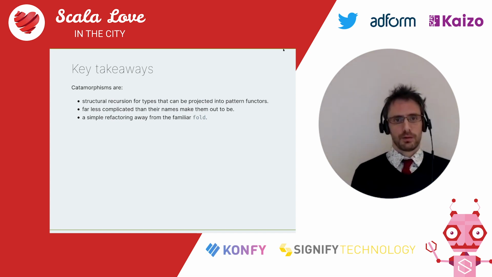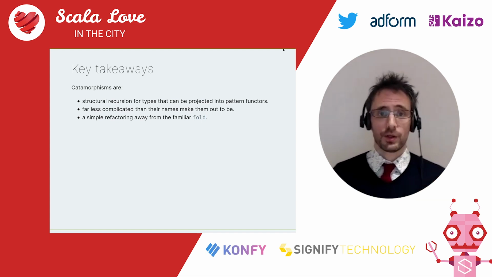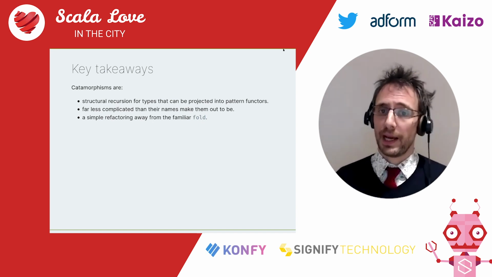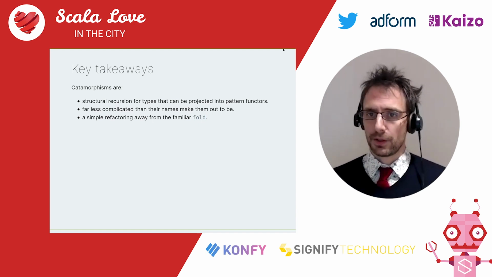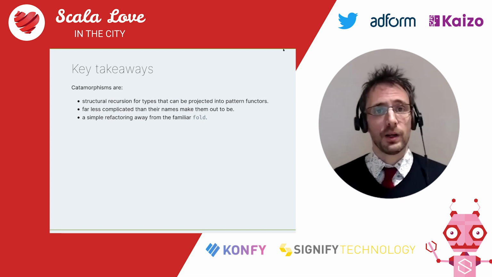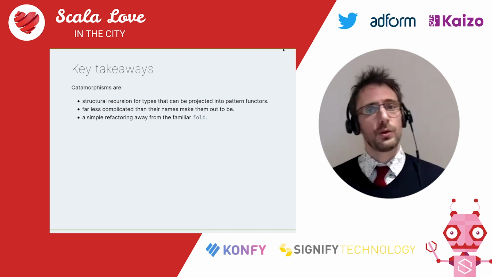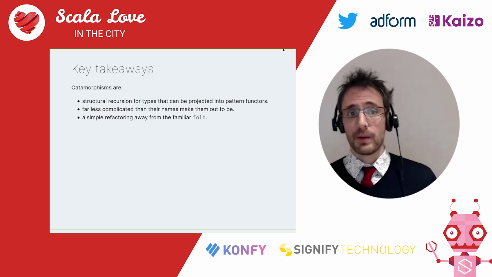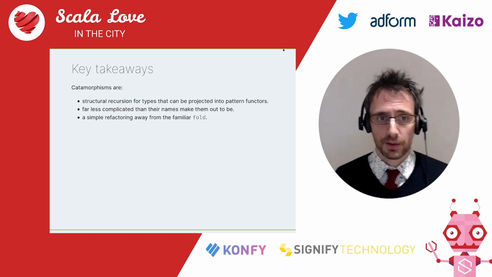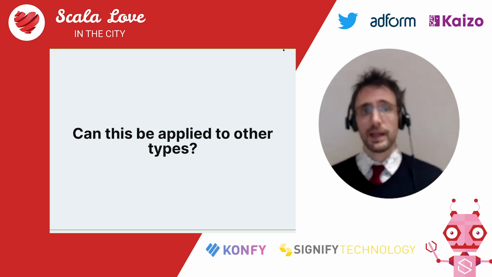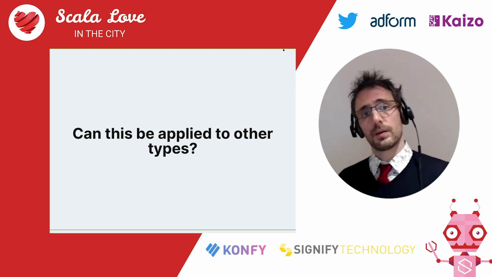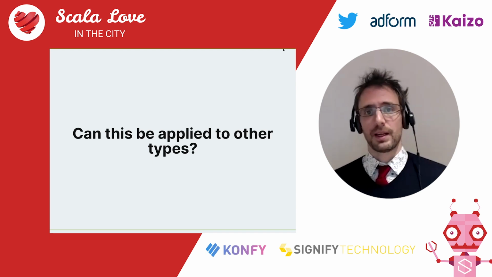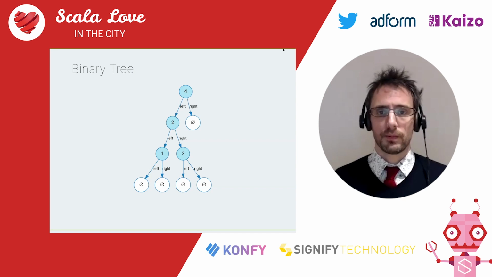Right, now, I'm telling you structural recursion, that catamorphisms are structural recursion for types that can be projected into pattern functors. And that sounds very nice. It sounds clever, it sounds good. But I've only ever shown you a list, haven't I? So you could take my word for it, but honestly, I wouldn't. So let's do another type. Let's do the next easiest recursive data type I can think of, the binary tree.